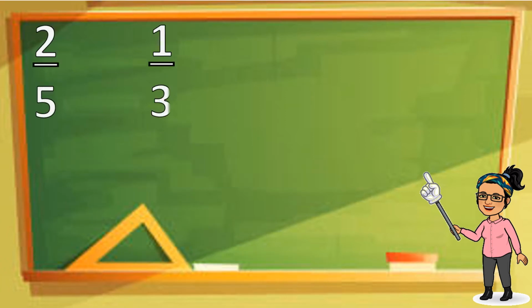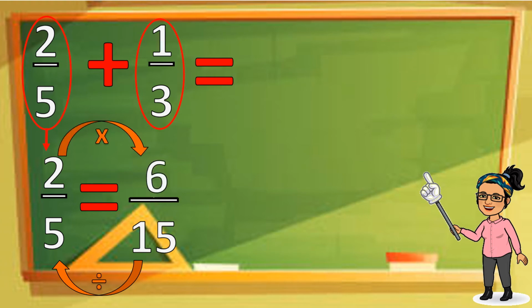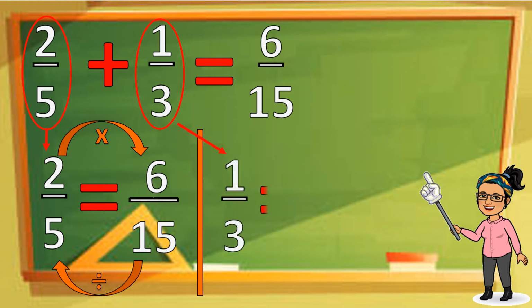Okay, let's change 2/5 and 1/3 to similar fractions. Okay? So for 2/5, we change now the denominator to 15. So again, 15 is the LCD of the fractions 2/5 and 1/3. Okay, and then we divide 15 by 5, we get 3. And then multiply 3 to 2, we get 6. So 2/5 will become 6 over 15. Did you get that?